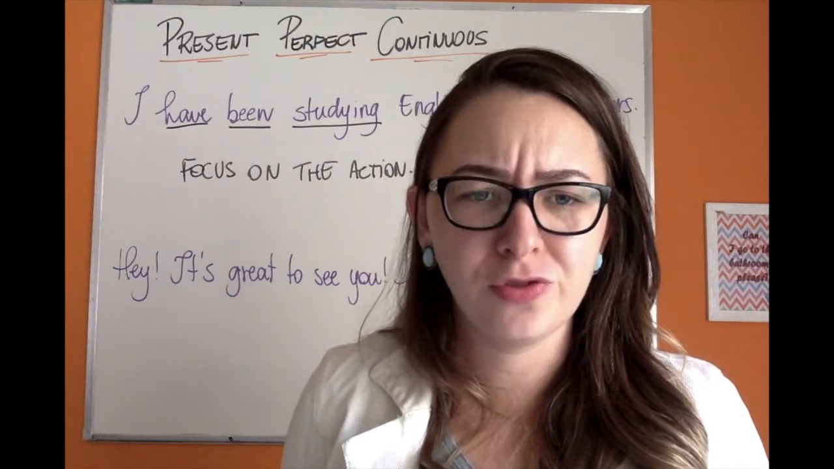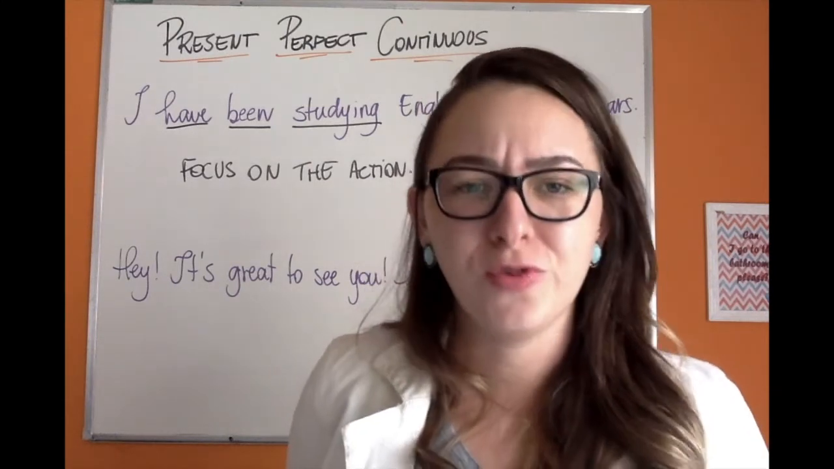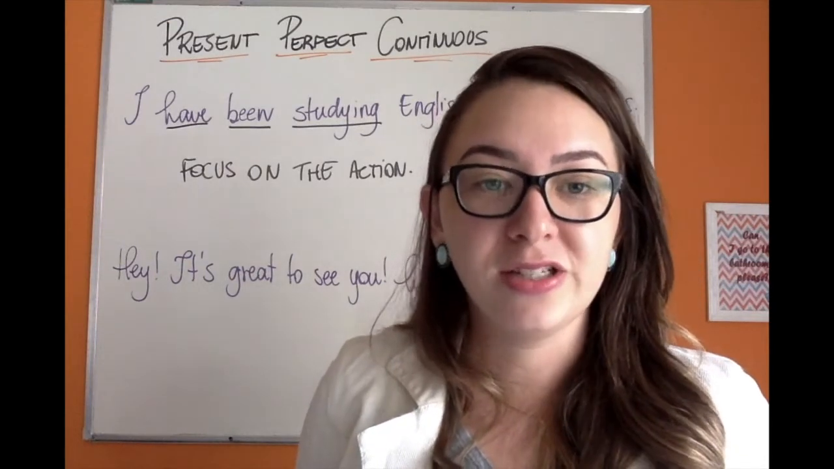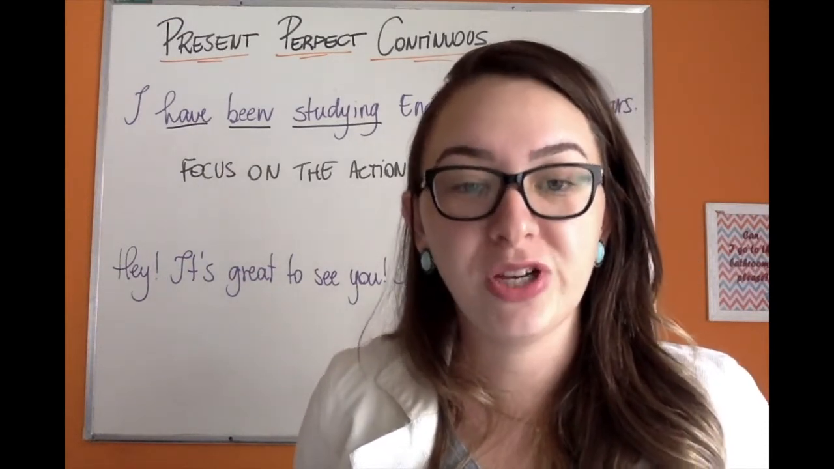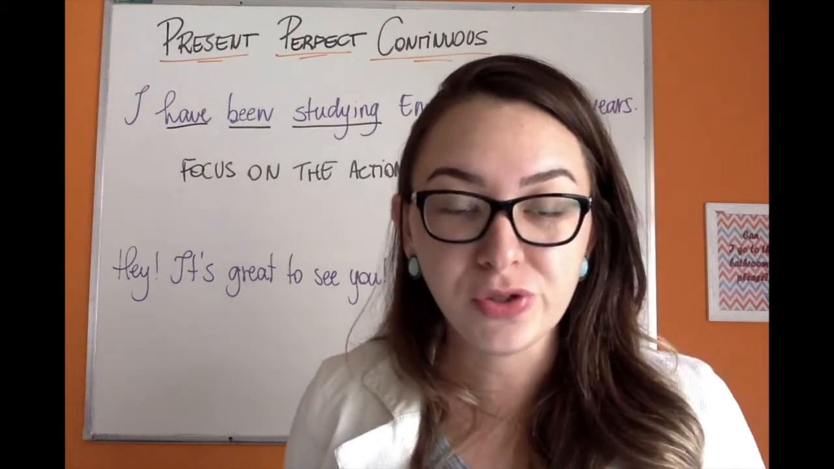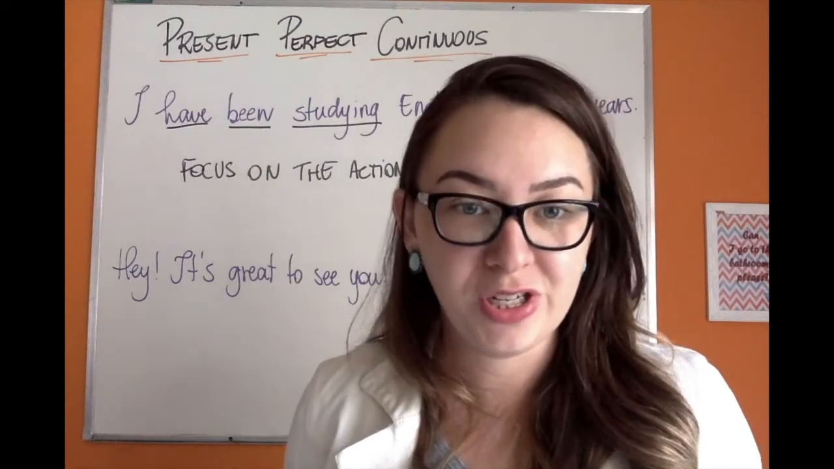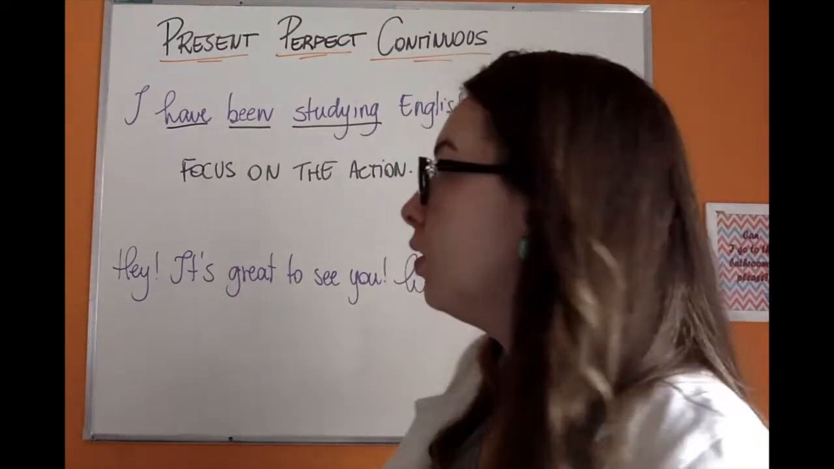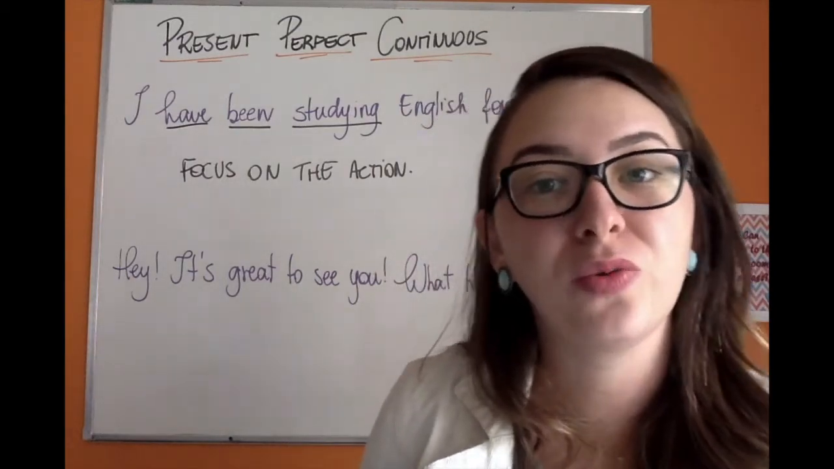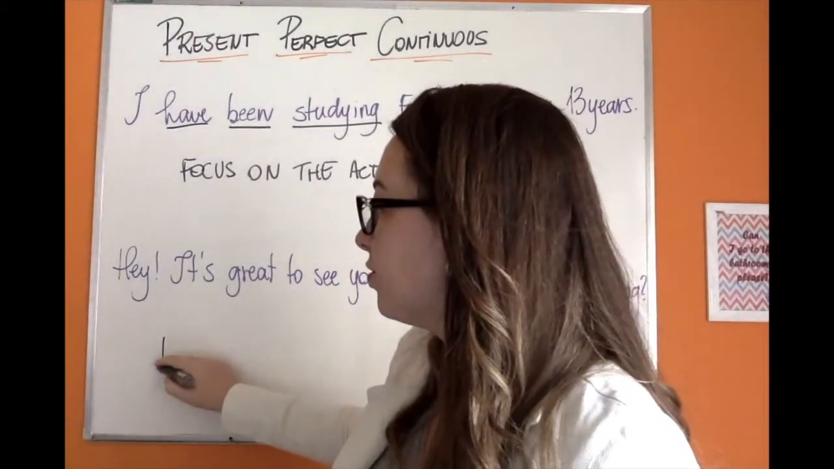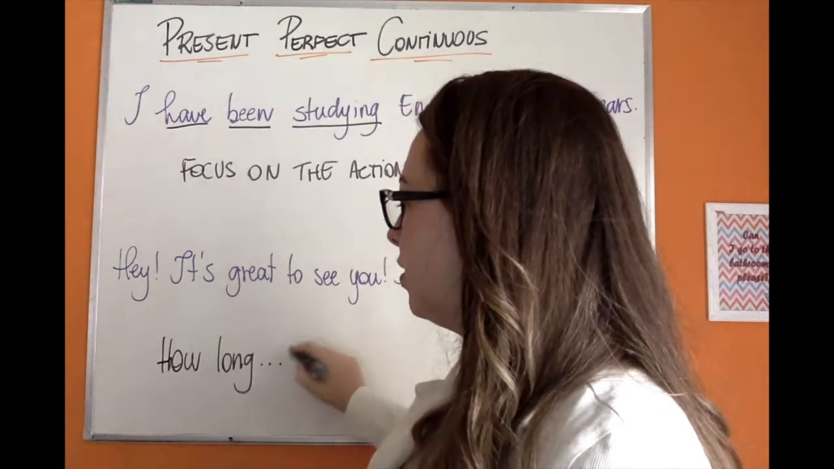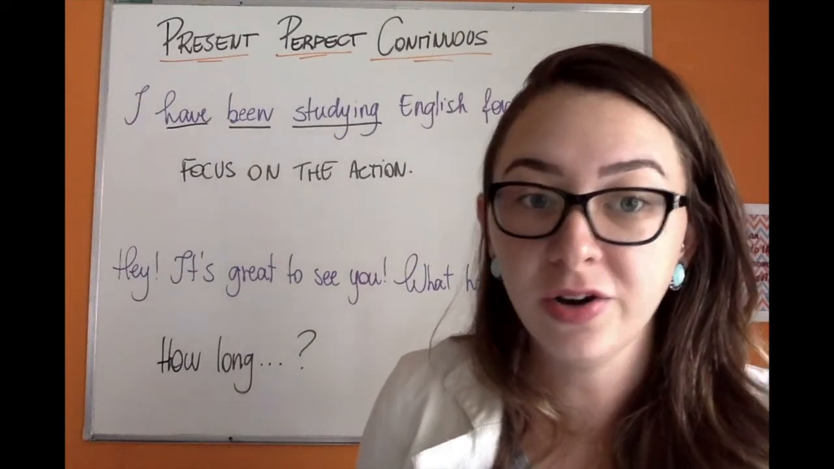Which one is focused on the result? The simple one. Which one focuses on the action? The continuous. And that's it. As long as you understand the situations you are supposed to use the present perfect, you will be able to use the simple or the continuous. Okay? One more observation here is that we're going to use the present perfect continuous to answer the question how long something has been going on.